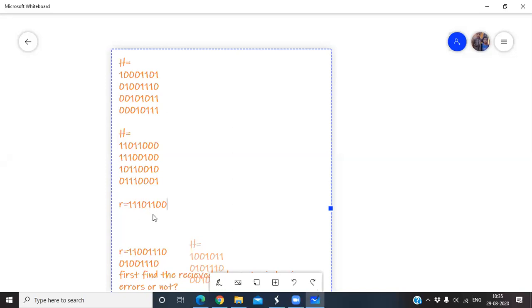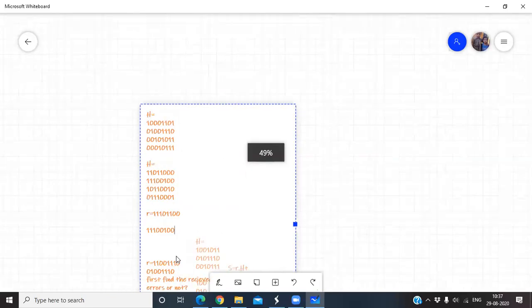Now here my format is first submatrix, next identity matrix. That means you have to write first message bits, next check bits. Where is the error? Error in the fifth bit. Okay, error in the fifth bit. Now the correct code word is 1110 0100. Right? Now check it. Both are same or not?